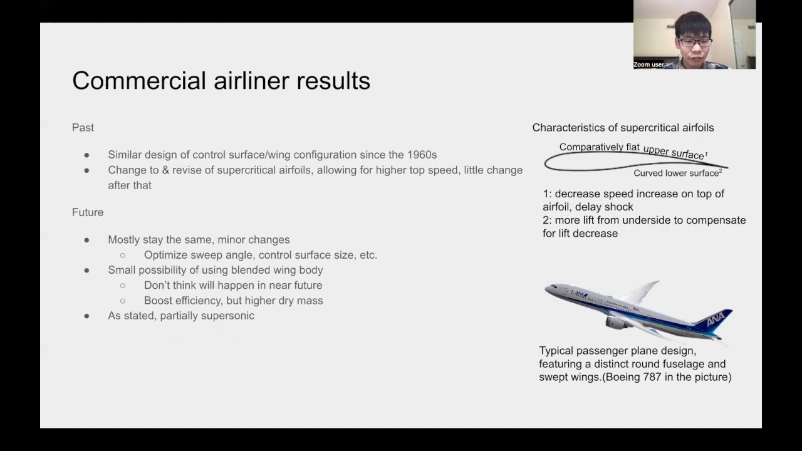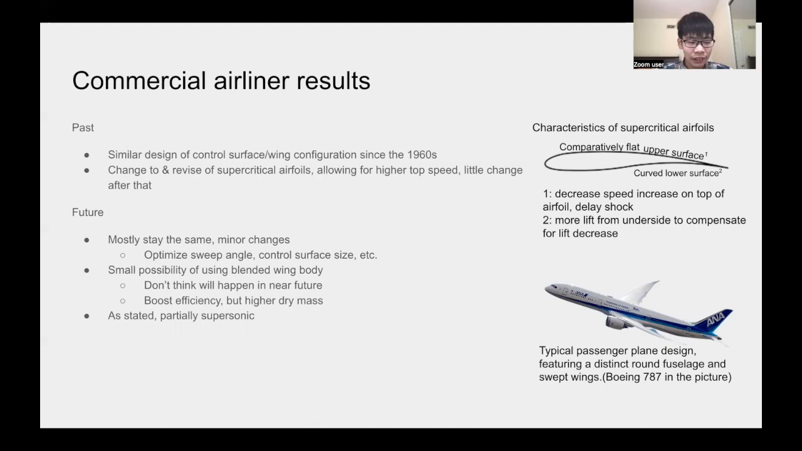There will be a slight chance, however, for blended wing body planes, or ones shaped like the B-2 Spirit, except being much thicker to gain more volume for passengers. If this happens, it's likely that it will quickly take over the industry, but there's little chance for that to happen in the near future. Although those planes provide a better efficiency, their dry mass is also higher than the current planes, and they won't be economic for a small payload.